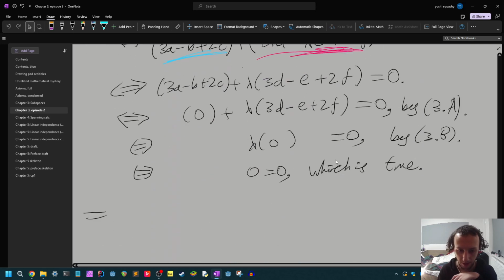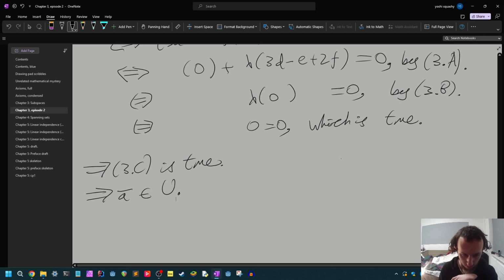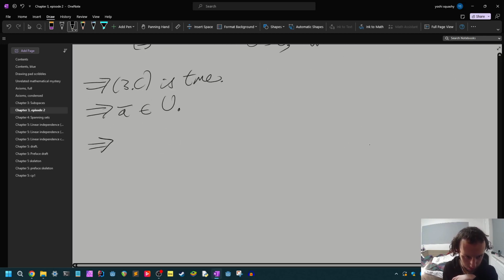So let's just quickly write that as a formal conclusion. So this implies 3 point C is true. This implies that A belongs to U. And this implies that U is a subspace of V by lemma 3.6.